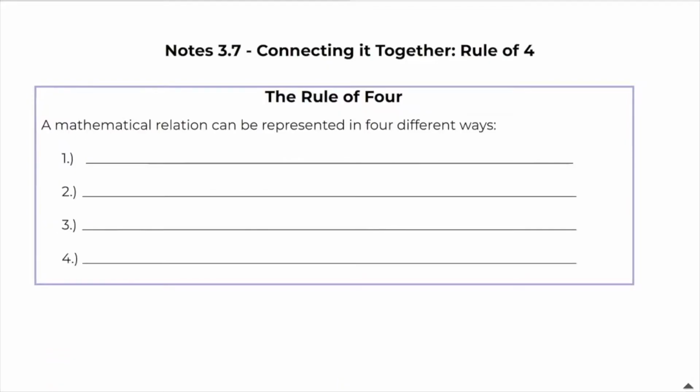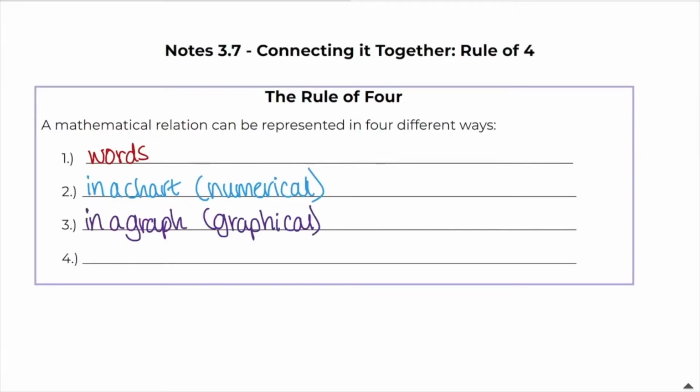And the rule of 4 is just pretty much saying that a mathematical relation can be represented in 4 different ways. We can represent our relation in words, in a chart, and this is numerical, in a graph, and obviously that's graphical, or in an equation. And this is an algebraic representation.